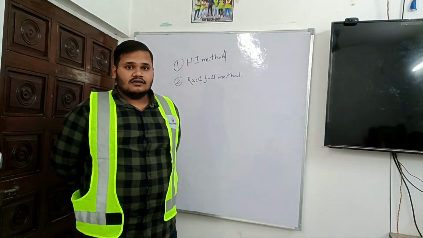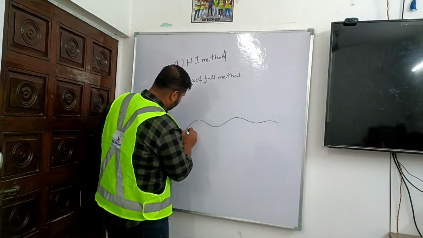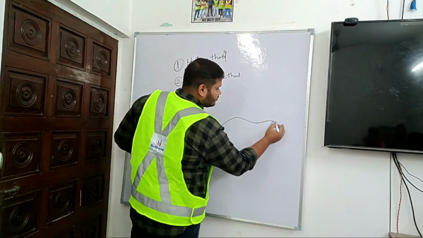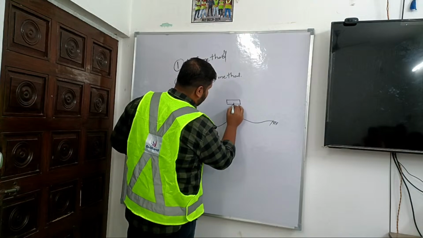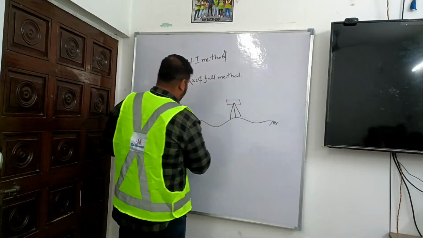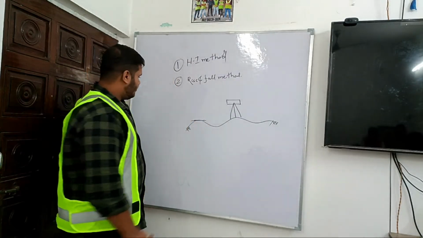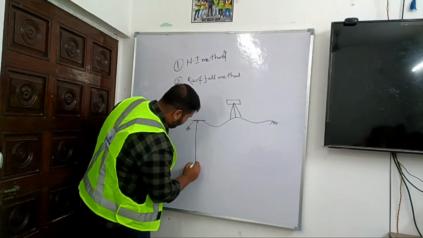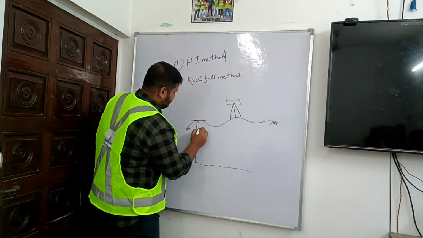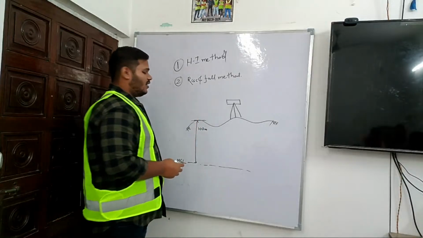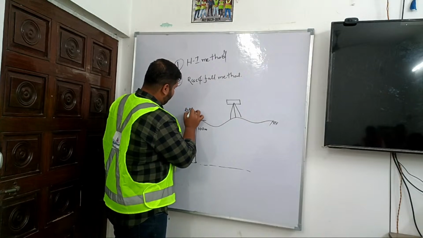So, how will we do it? Let's suppose this is the ground where I want to do surveying, and here I put my instrument. Let's suppose I know the elevation of this point, taking it as 100 meters from MSL, where this is mean sea level. So I will take this point as my benchmark.